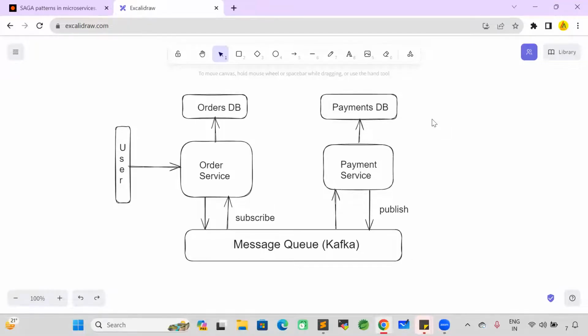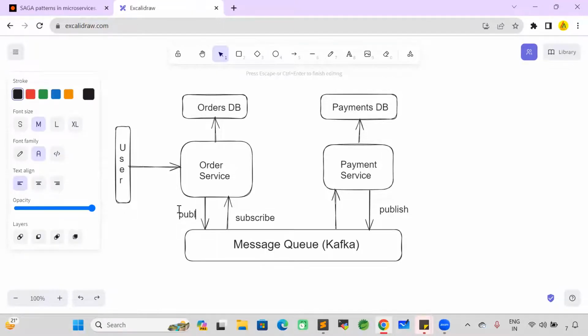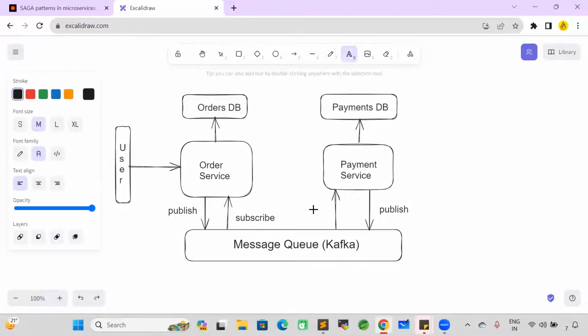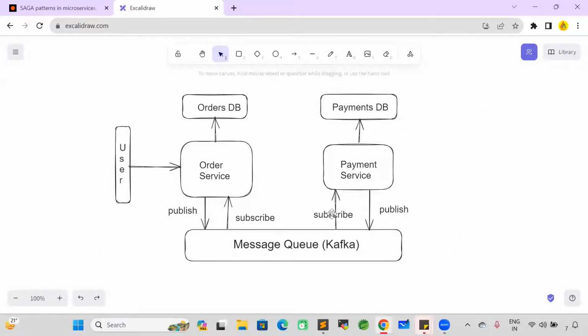So events and messages will be published. First, the order will be available. Whenever the order is placed, the order service will publish one message to Apache Kafka, to the orders topic. When the message is published to the orders topic, the payment service will subscribe to that message and do the payment processing.